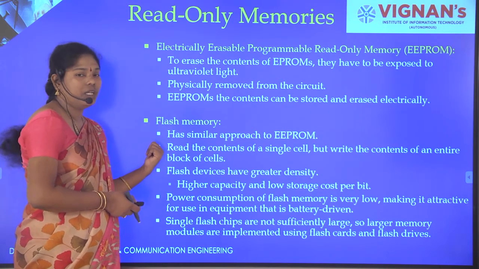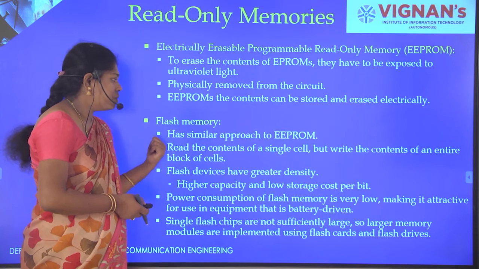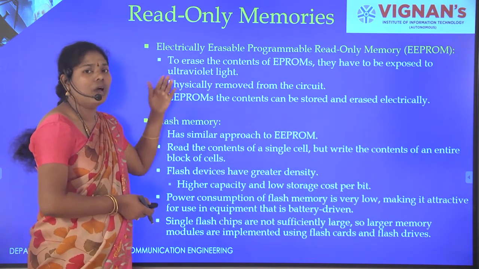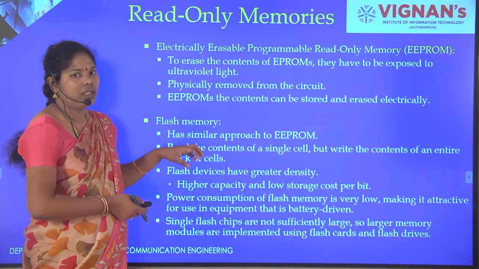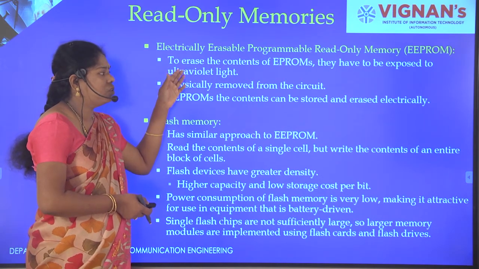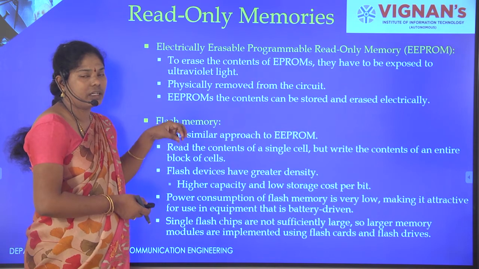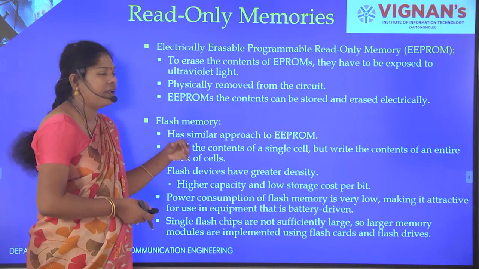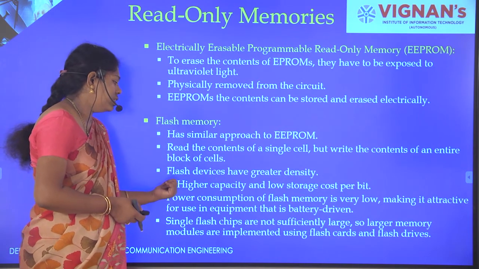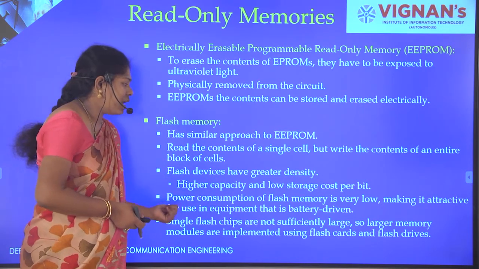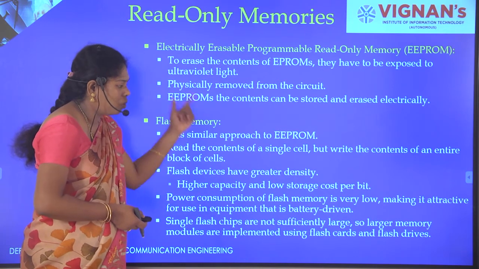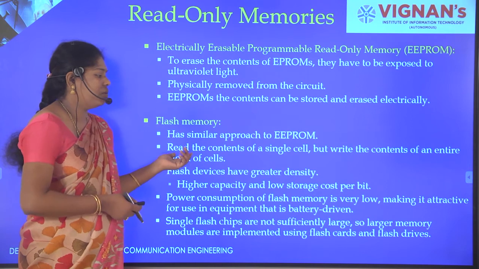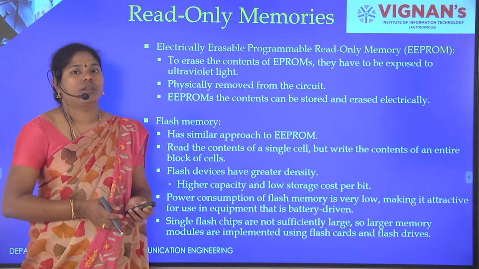Next, coming to the flash memory. Flash memory is the same as EEPROM, but whereas in EPROM we use UV light, here it is electrical, that is, flash. The power consumption of flash memory is very low compared to all these EPROMs and EEPROMs. So flash memories are advantageous.